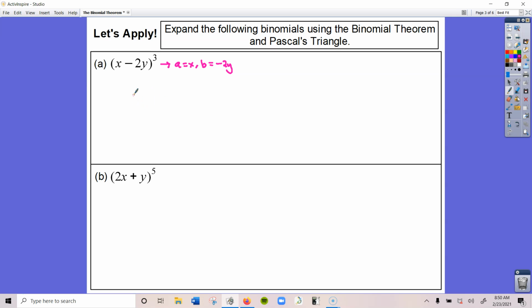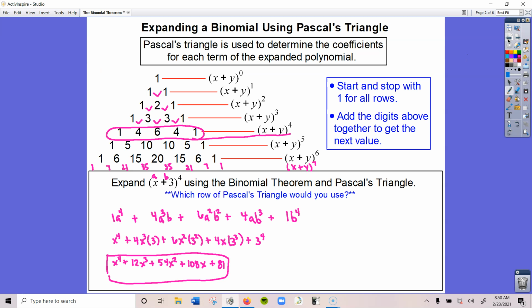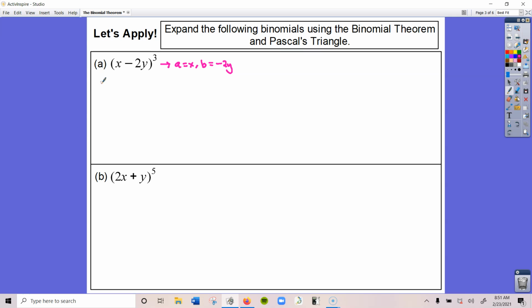So first, let's create our template. This is raised to the 3rd. So I'm going to look at my Pascal's triangle. Since it's to the 3rd, I would be using the coefficients 1, 3, 3, 1. So I'm going to set that up here, 1, 3, 3, 1. My first term, a, starts to the 3rd and then decreases until we get to 0. And then my second term, b, starts with 0 and then increases.